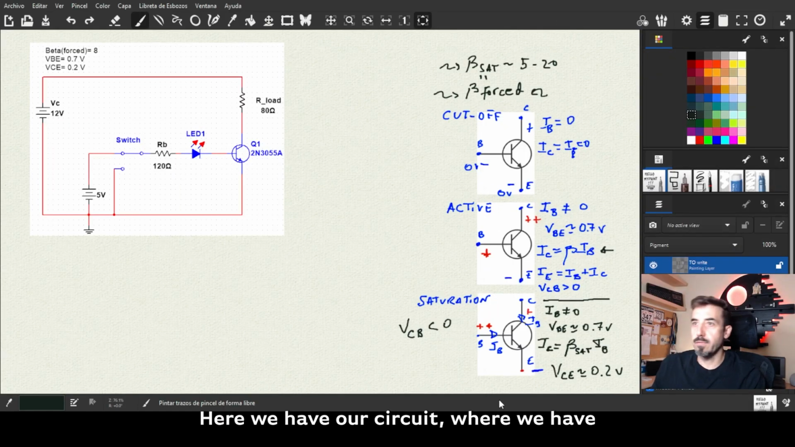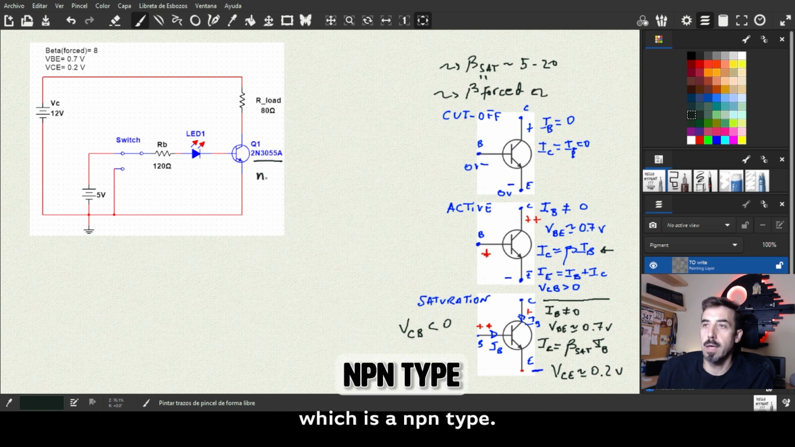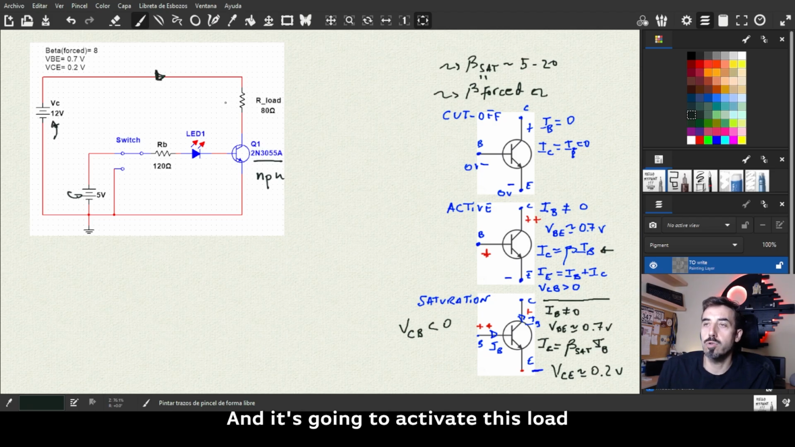Right, here we have our circuit, where we have a bipolar junction transistor, which is an NPN type. Then we have DC voltage sources, this one, 12 volt, that is going to provide current through the collector and is going to activate this load that we have here.